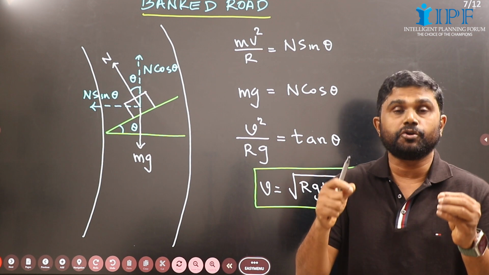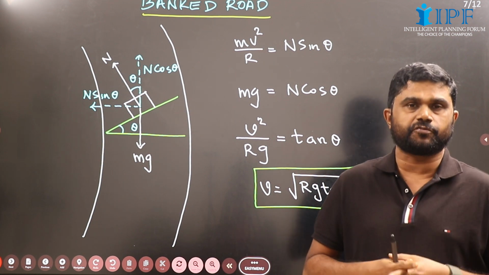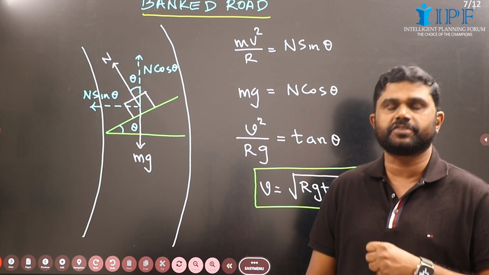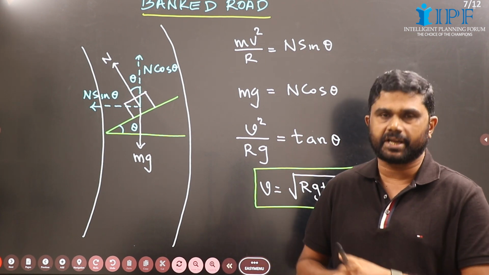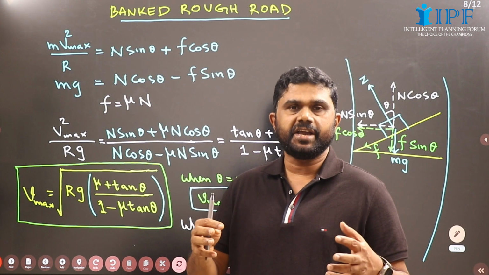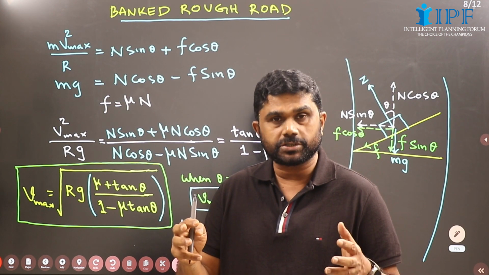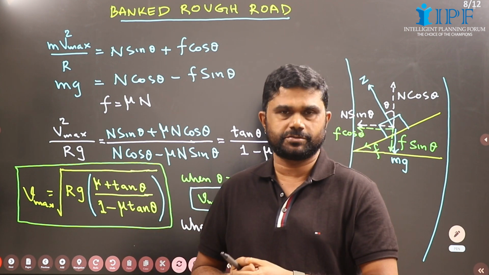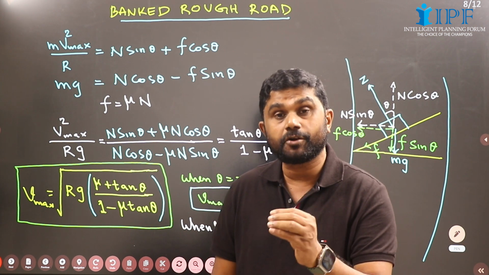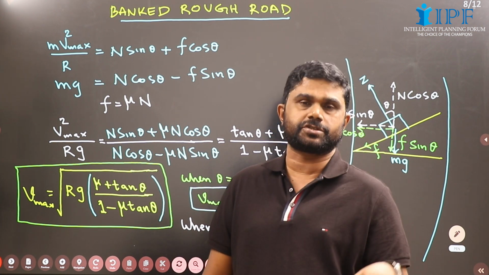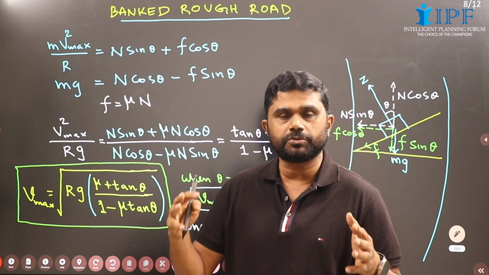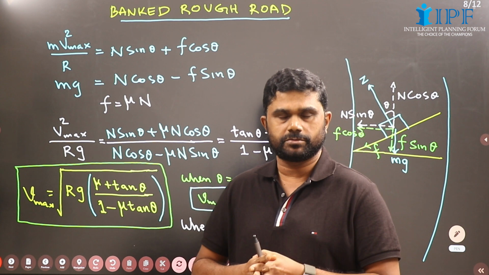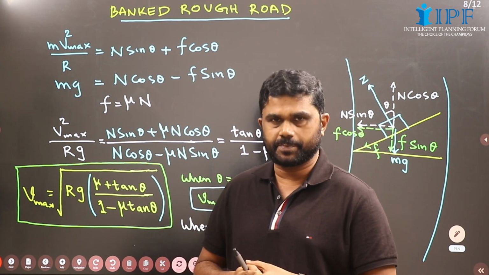Here we are not at all making use of the frictional force, so there will not be any wear and tear for the tires of the vehicle. This speed is called critical speed. When a vehicle takes a turn on a banked road with the critical speed, it is not making use of the frictional force, so wear and tear of the tires will be reduced. But if we want to take the turn with the maximum possible speed on a banked road, what is that maximum possible speed?